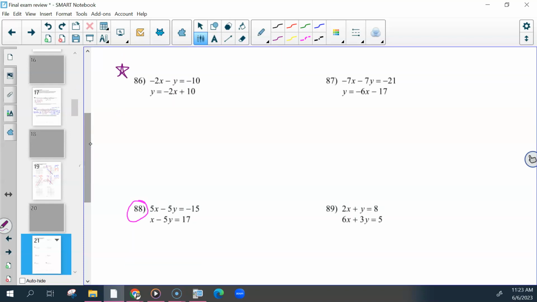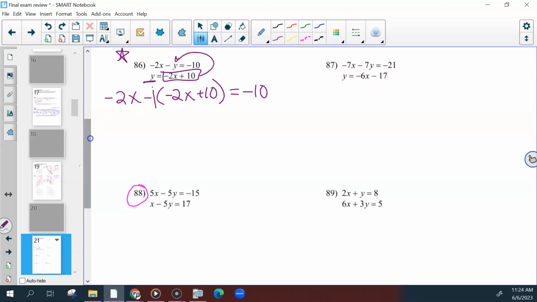The goal for substitution is we are taking one of the equations and putting it into the other. So if you have something that's already solved, so this one has y equals, you can take that expression and put it into the other equation where y is. So let's rewrite it. Negative 2x minus, in parentheses, negative 2x plus 10 equals negative 10. It's important that you put it into the other equation, not the same one, because then the variables will cancel, but by accident.